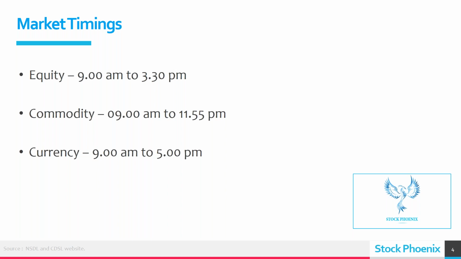And commodity 9 AM to 11:55 PM. Depending upon winter and summer, the closure varies between 11:55 and 11:30. So it depends on season to season. It's the prolonged market timing, the commodity exchange, that is MCX. And next, currency segments we can trade in NSE and BSE, and the timings are 9 AM to 5 PM. There is no pre-opening. We can start trading immediately from 9:00 to 5:00 PM. So these are the market timings of Indian stock market.